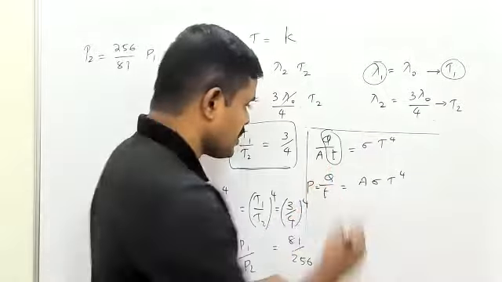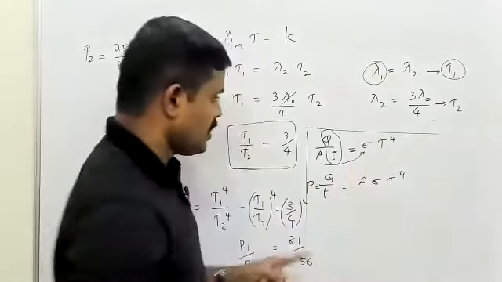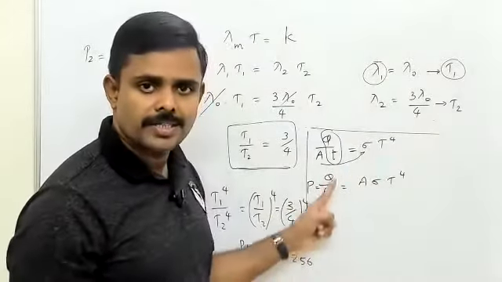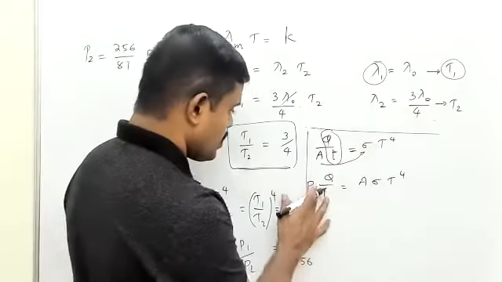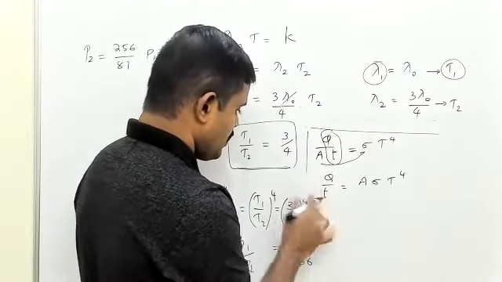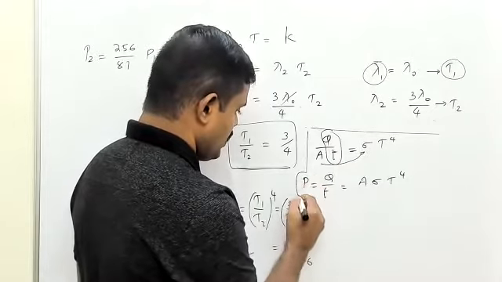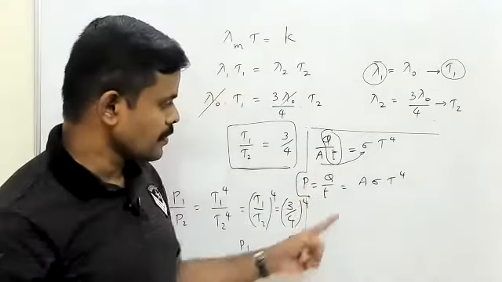I take A to the right hand side. A sigma T raised to 4 is Q by t. Energy by time is called power. We learned this in class 9. Power is equal to energy by time, which is A sigma T raised to 4.